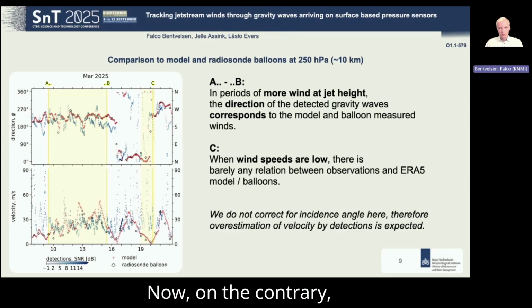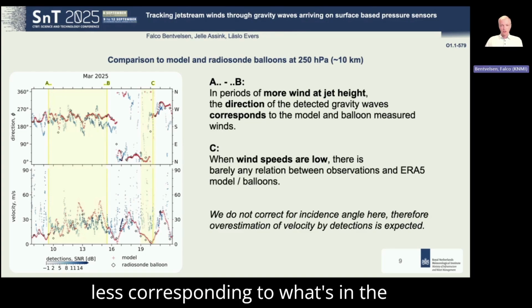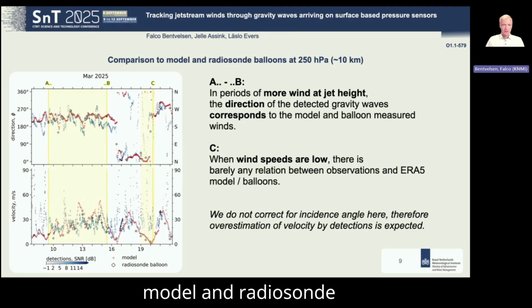Now, on the contrary, near section C, where the wind speed is low, the detections become less corresponding to what's in the model and radiosonde soundings.